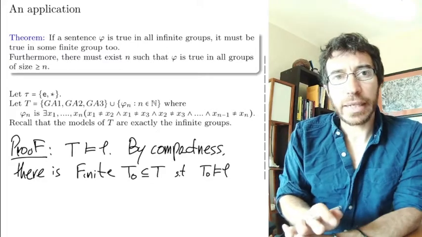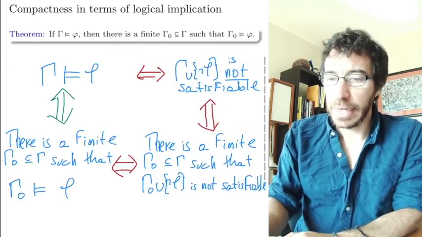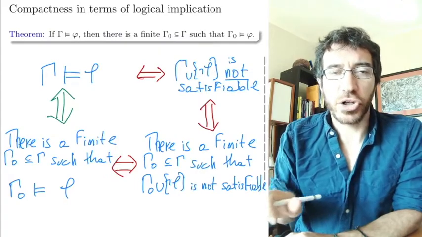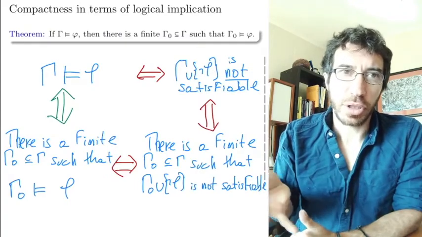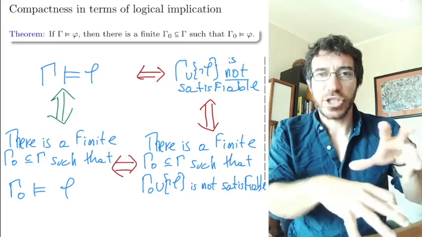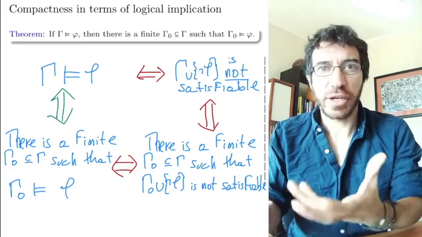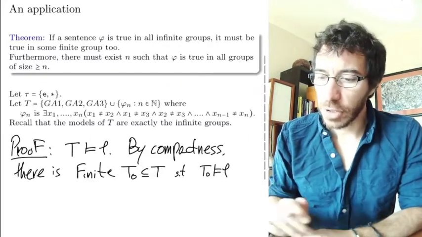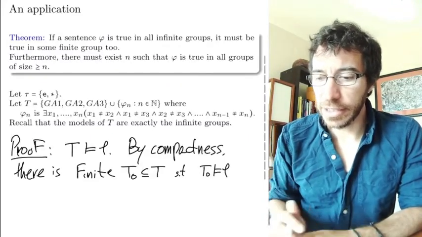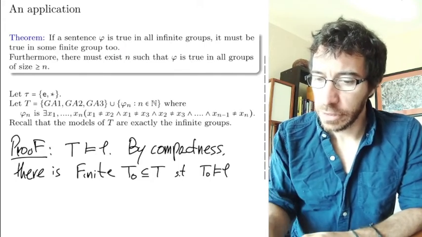And here, when I say compactness, I don't mean the version of compactness about satisfiability, but this corollary of compactness, which is also called compactness because, as you see here, they all imply each other. So all these things are equivalent to each other. They are essentially the same, so they are both called compactness.